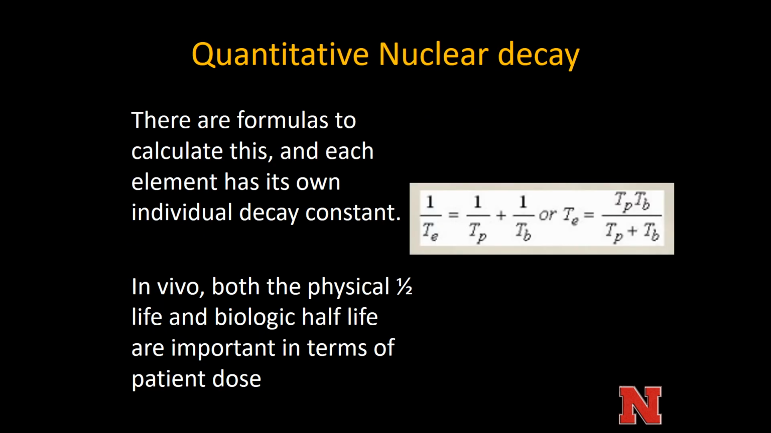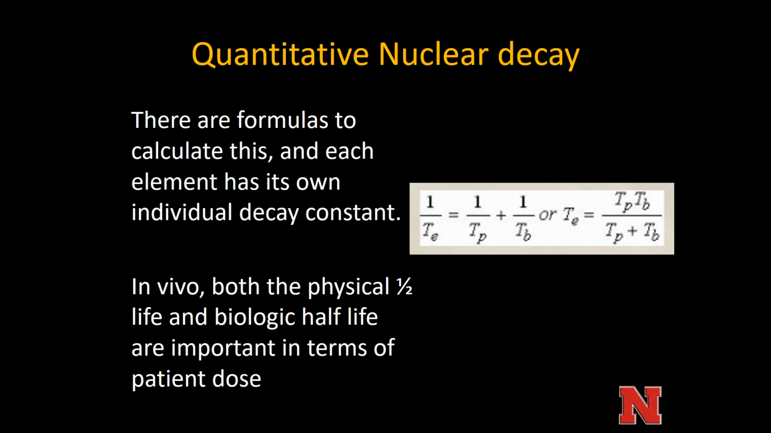Quantitative nuclear decay. So there are formulas where you can calculate this, and when I was a resident, we would actually have to figure these mathematical formulas out. I think that's kind of a waste of time, but you should understand the concepts. So there are formulas to calculate how fast or how much something will decay, and each element has its own individual decay constant. In vivo, there are both physical half-life things going on and biological half-life things going on that are important in terms of patient dose and how long it lasts in the body.